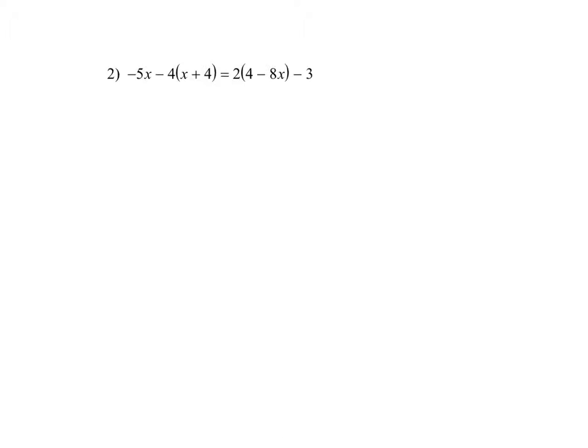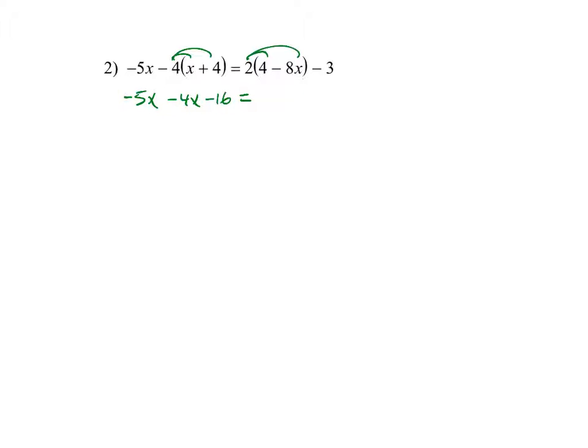So the second exercise. Again, first I'm going to simplify that distributive property. So I have negative 5x minus 4x minus 16. I'm distributing that negative 4. I'm going to do the same on the right side. So 8 minus 16x minus 3. Now I'm going to combine like terms on both sides. So in this case, it's negative 9x minus 16 equals negative 16x plus 5, right? So I'm combining like terms on each side of the equation.